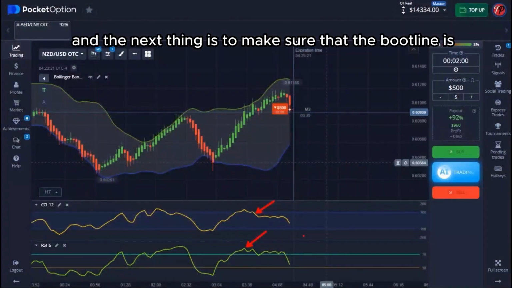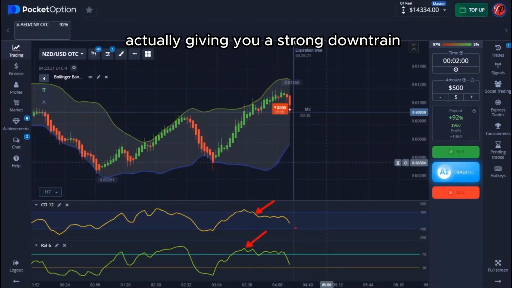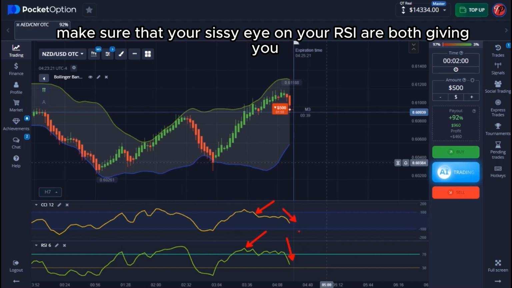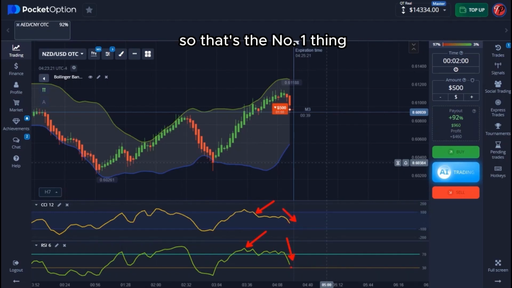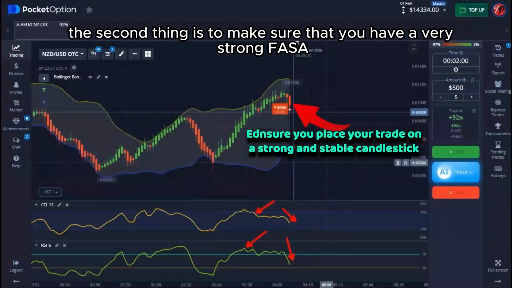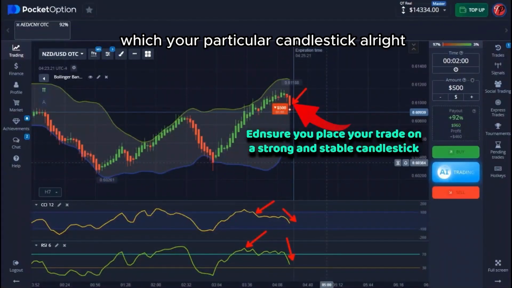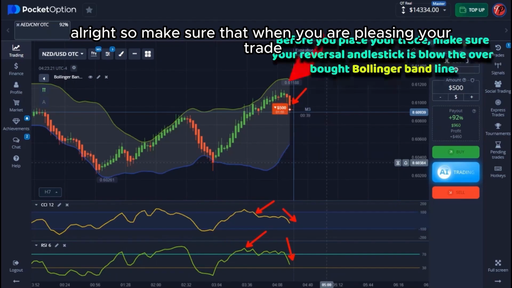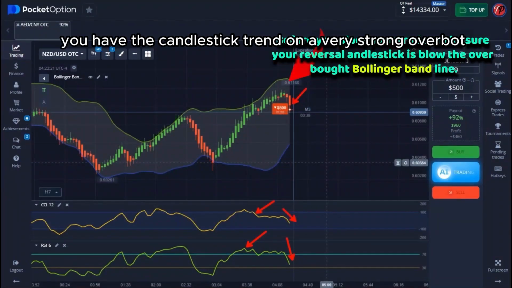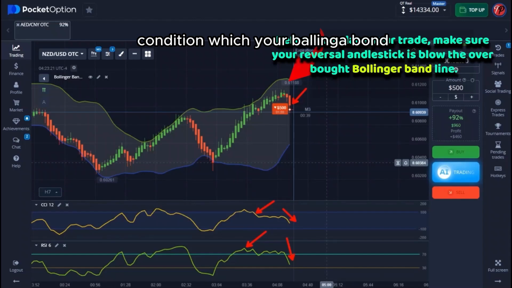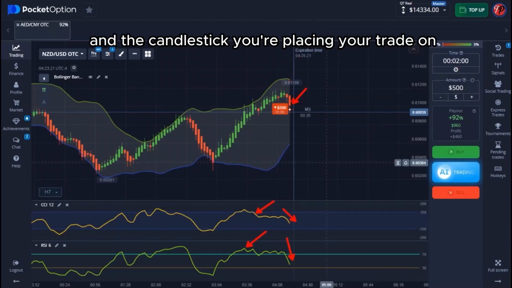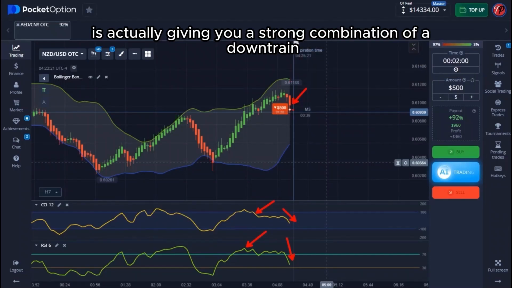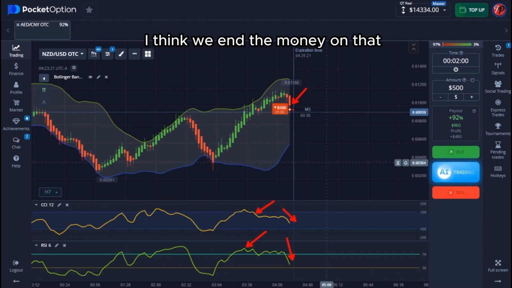And the next thing is to make sure that both lines are giving you a strong downtrend, just like what is happening right now. Make sure that your CCI and your RSI are both giving you a strong downtrend. All right, so that's the number one thing. The second thing is to make sure that you have a very strong phase with your particular candlestick. When you're placing your trade, you have the candlestick on a very strong overbought condition with your Bollinger Band, and the candlestick you're placing your trade on is giving you a strong confirmation of a downtrend. I think we're in the money on that, so let's check it out.